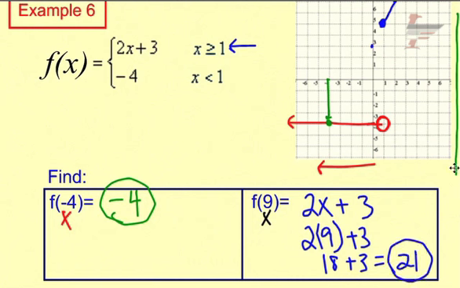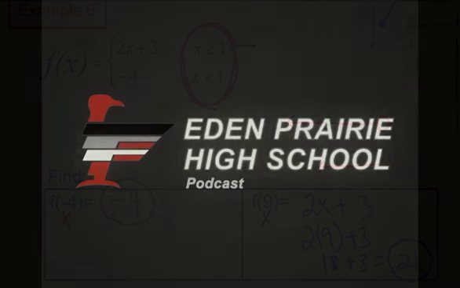When we have to evaluate for the function, we just have to figure out which equation it goes into, and we pay attention to this part of the graph to see where it goes. And that's how we do that.